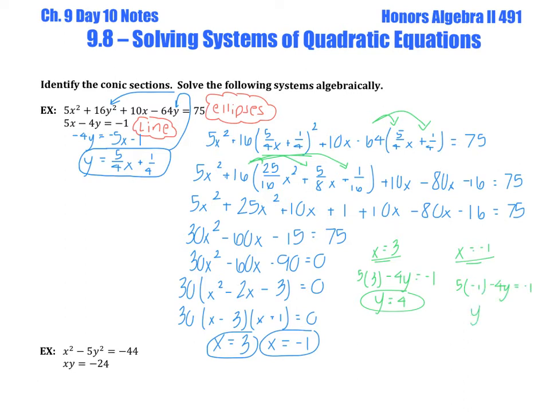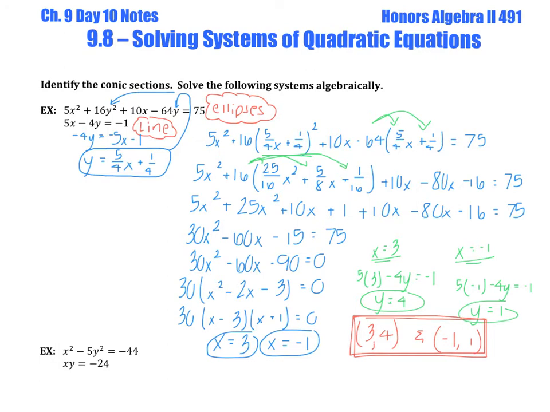And I'm getting y to be 1. So my 2 points where these two shapes cross are going to be 3, 4, and the last point will be negative 1, 1. So that is the algebraic solution of where this ellipse and line will cross.